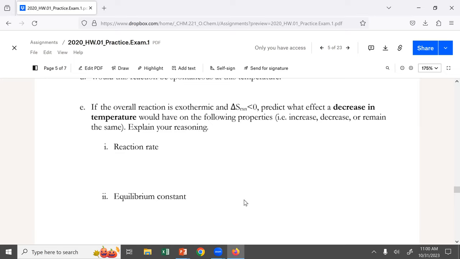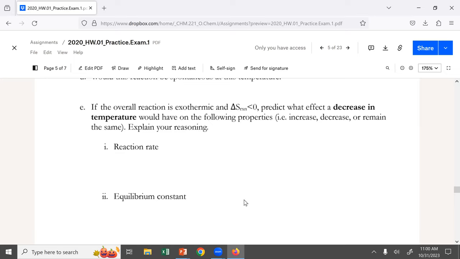So if it's exothermic, that favors being spontaneous. Delta S less than zero favors it being non-spontaneous. When temperature goes down, the non-spontaneous piece of the equation gets smaller. So when temperature goes down, this term gets smaller, which means this term becomes more important. And this is the term that favors spontaneous, right? So it should get more spontaneous at a lower temperature.